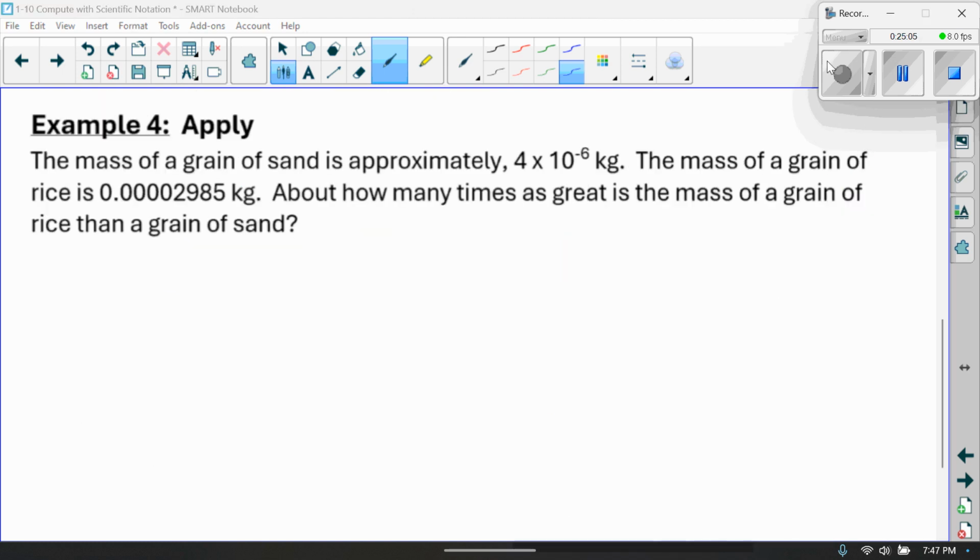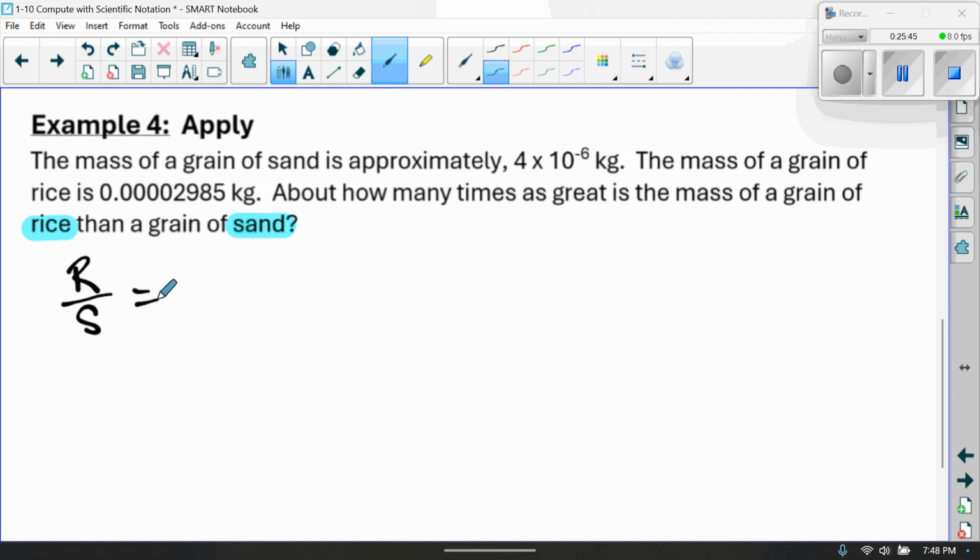All right, so example 4 is an application. It says the mass of a grain of sand is approximately 4 times 10 to the negative 6 grams. The mass of a grain of rice is 0.00002985 kilograms. We want to know how many times as great is the mass of the grain of rice than the grain of sand. So on this one, we are comparing the rice to the sand, okay? So we got to make sure we set up our fraction correctly. So we're going to do rice to sand, okay?